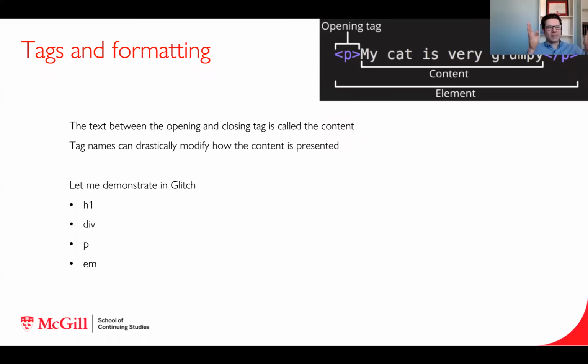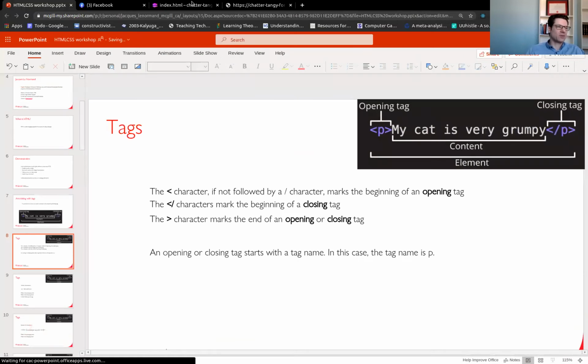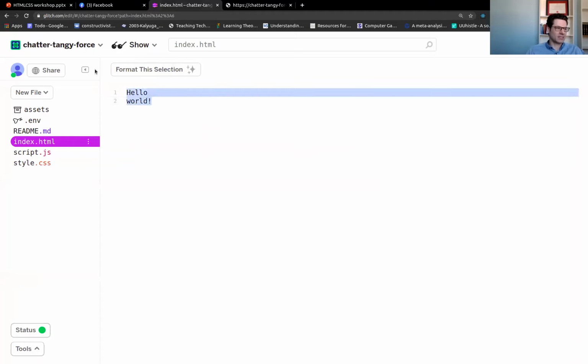So let's focus on the stuff that's in between the opening tag and the closing tag. We call that the content. And the content in this case is just text. Now the tag name can drastically change how the content is displayed. So let me give you some examples using Glitch.